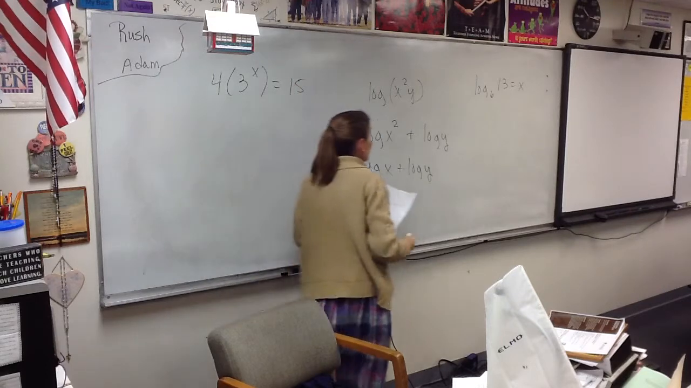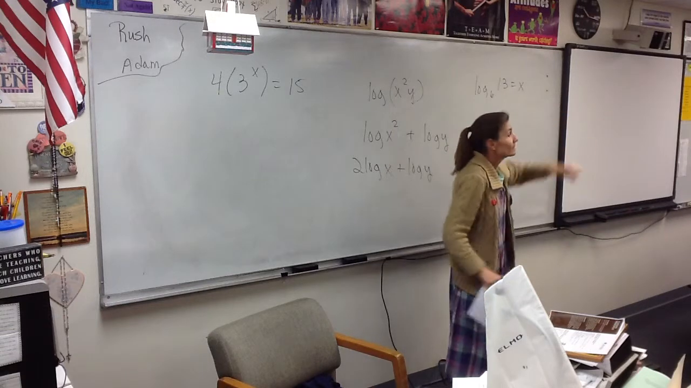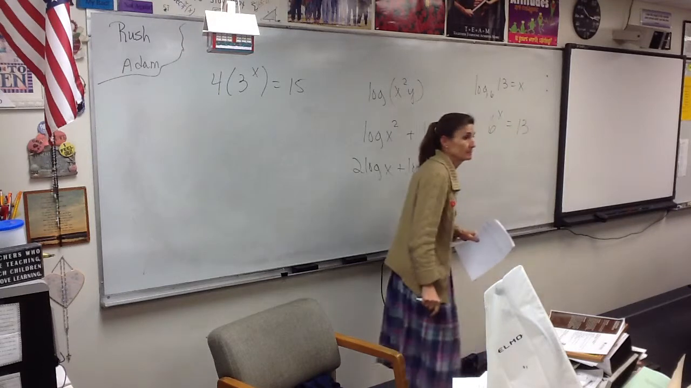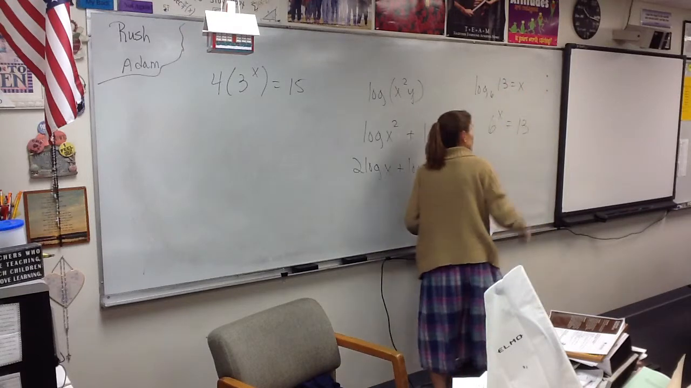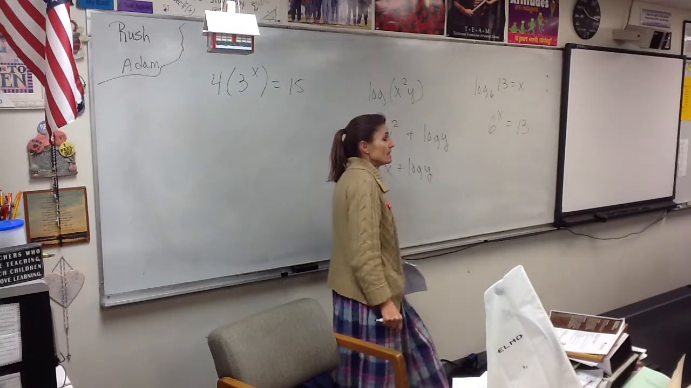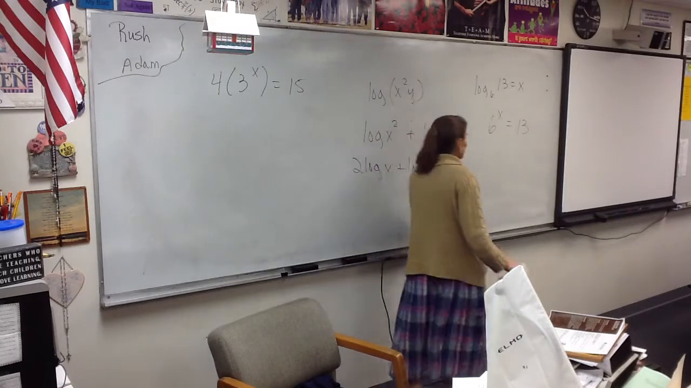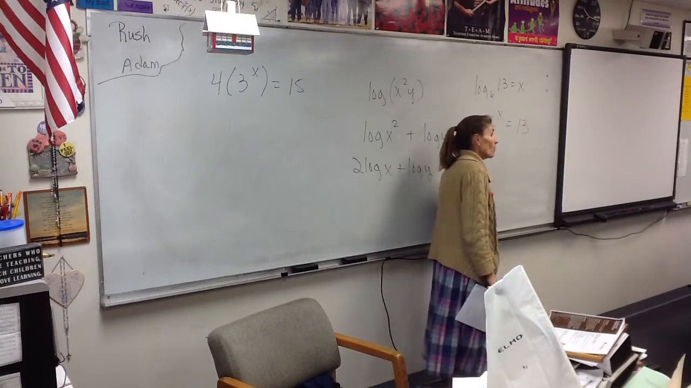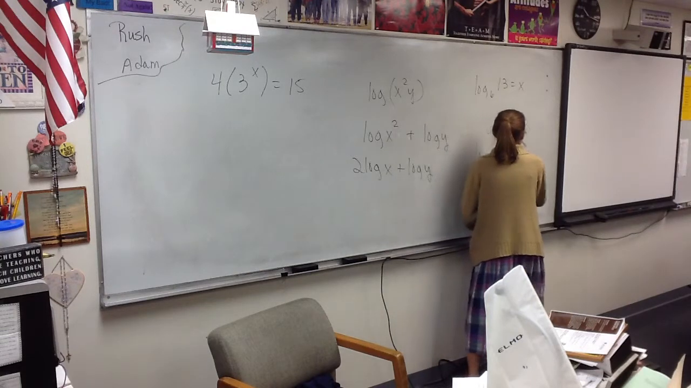All right, how do I do this problem? Exactly. The same way we've done 4 others today. We rewrite 6 to the x equals 13. In a perfect world, I would be able to make these 2 match, right? But I can't. So what do I have to do? Exactly. I have to take the logarithm of both sides.